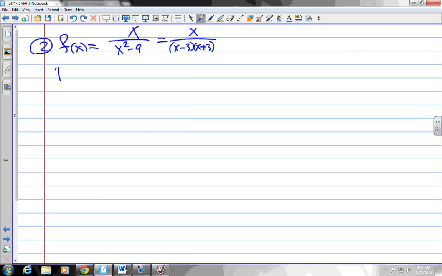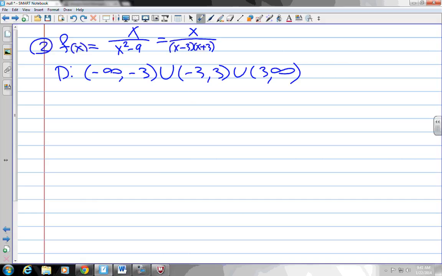So one way to list that domain is everything from negative infinity to negative 3, union... Do you know what that is? It's basically gluing sets together: from negative 3 to positive 3, union from 3 to infinity. So this is the entire number line with just two numbers removed, 3 and negative 3.